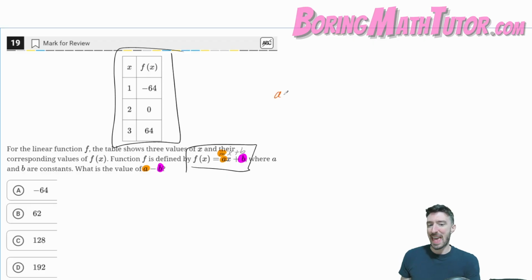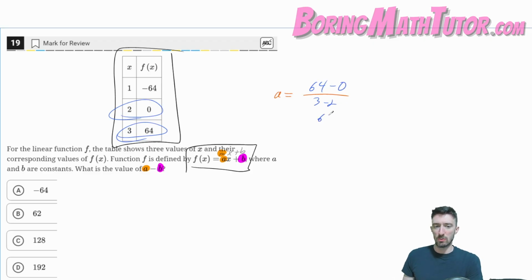So that means a will equal the rise over the run. And I can choose any 2 points that I want to calculate the rise over run. And the way that will work is 64 minus 0 over 3 minus 2, which is 64 over 1, which is 64. So therefore, a equals 64. Okay, so I'm going to start off by putting 64 minus. Now I need to figure out the b. Well, b is the y-intercept. And if you ever want to get y-intercept, you want your x to equal 0.